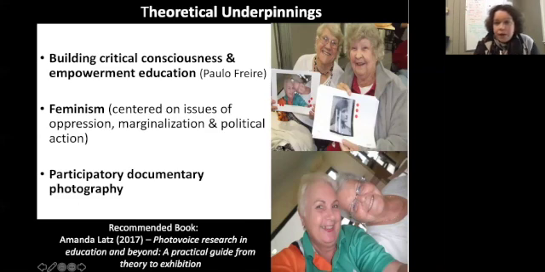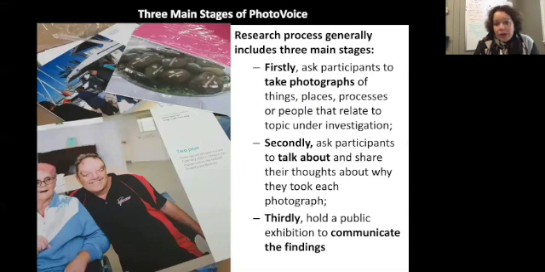If you were to read one book only, I highly recommend Amanda Latz's book in this space, Photo Voice Research and Education and Beyond. Now, there are three main steps in photo voice. They're quite simple, really. First, ask participants to take photographs of things, places, processes, or people that are related to your topic under investigation. Secondly, ask them to talk about and share their thoughts about why they took their photograph. And thirdly, hold a public exhibition to communicate these findings.